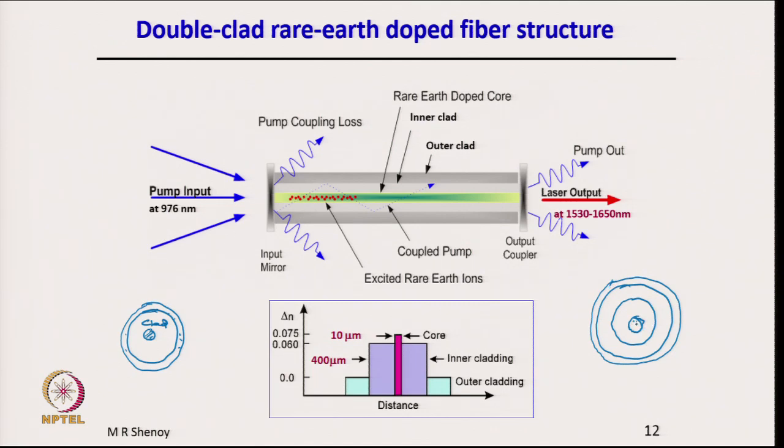The laser wavelength is guided in this core. The pump wave or the pump beam is guided by this inner cladding. So, inner cladding is to guide the pump. The pump is coupled into the inner cladding. Why do we have an inner cladding? Because the inner cladding can have a large area or large volume.